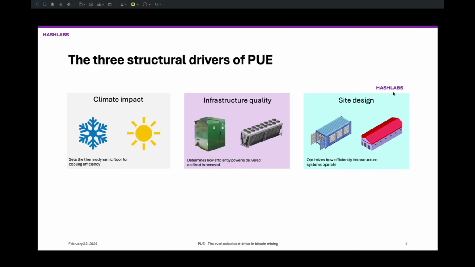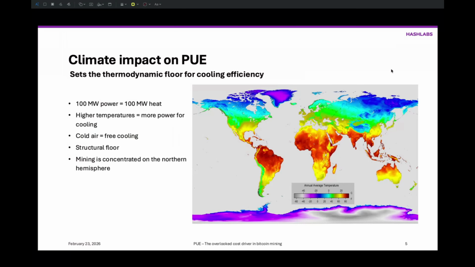So this one can be extremely leveraged, and there can be extremely big differences between bad site designs and good site designs. Some site designs are so bad that even in good climates with good infrastructure, they might still give a high power usage effectiveness, while the opposite can also be true. So first one is climate. We will go through all these three now, first starting with climate.